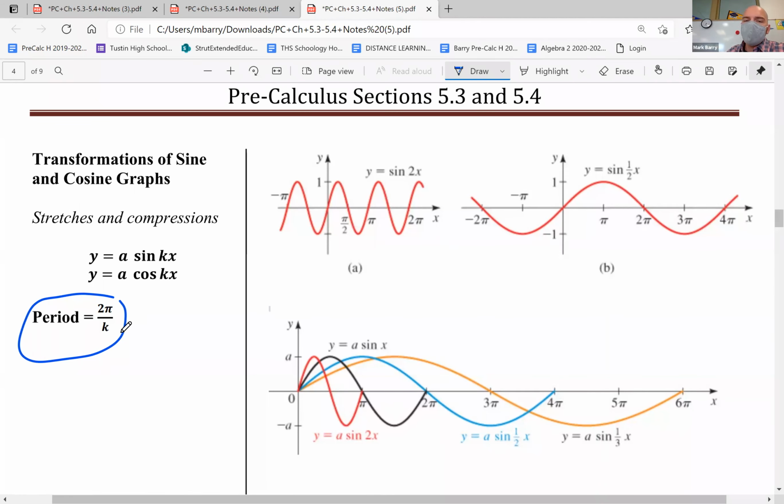All right, so we can see on this one that our k value is 2, which means our period is 2 pi over 2, because it's 2 pi over k. Sometimes that will reduce, sometimes it will not. In this case, it does. And so that's going to reduce to just pi.